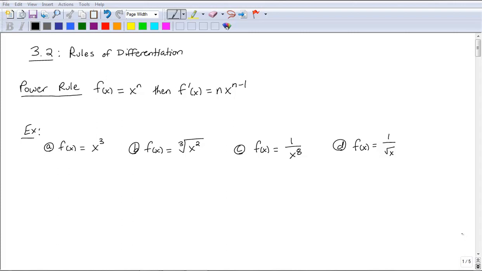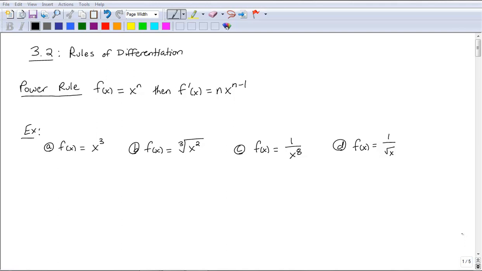In 3.1, we talked about the definition of a derivative, and that was using the limit definition. The limit as h goes to 0 of f of x plus h minus f of x over h. That's the long limit definition in 3.1, and that really is what a derivative is defined as. But if we had to find derivatives that way all the time, calculus would be a very, very, very long course. Luckily, there are some shortcuts that allow us to find derivatives more quickly.